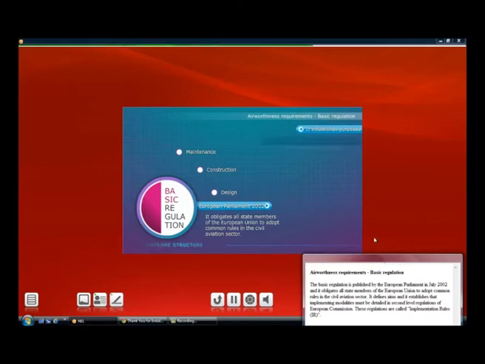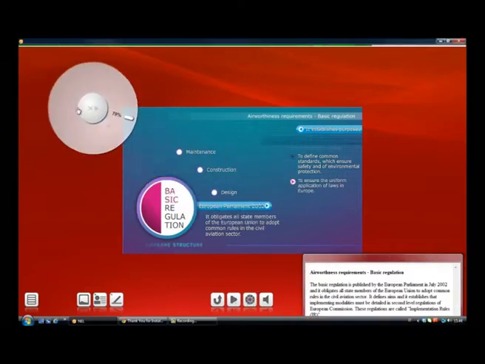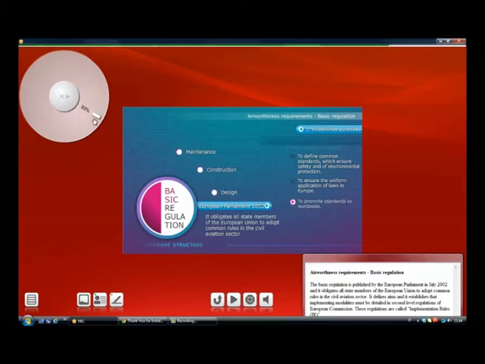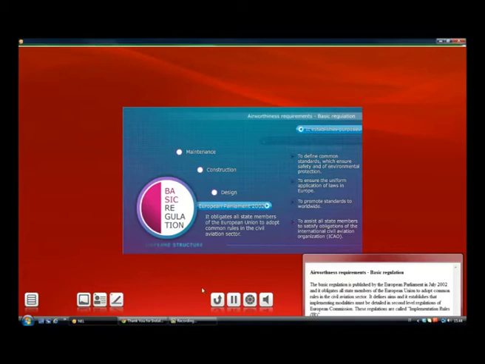The main purposes are: define common standards which ensure the highest levels of safety and of environmental protection, ensure the uniform ICAO.